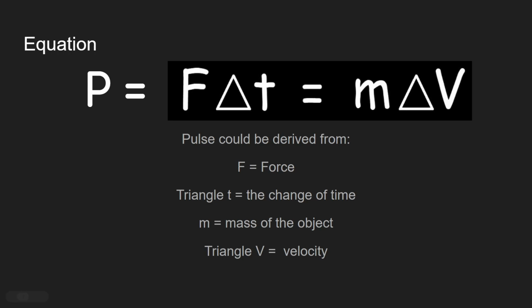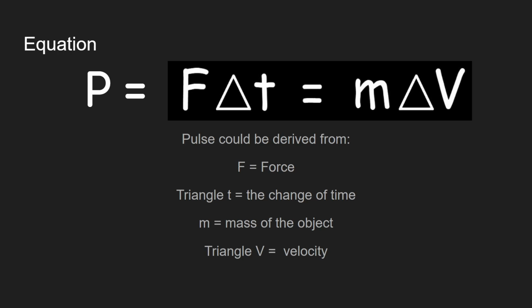Carrying over the equation from the previous slide, we can see that impulse is equal to FΔt, force times the change over time, or how much time has gone through. This is also equivalent to mΔv, which is mass of the object times the change in velocity.